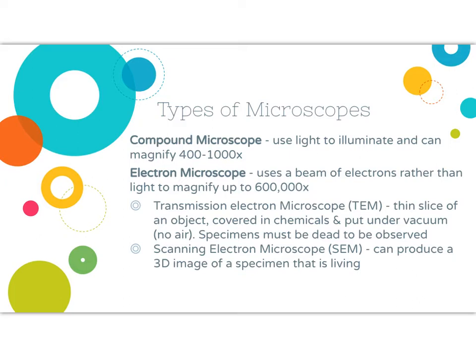Okay. So there's two types of electron microscopes. There's the transmission electron microscope, the TEM. What we can look at is a very thin slice of an object that's been covered and coated and treated with chemicals and then put in a vacuum condition. That means there's no air particles around it because air particles are bigger than electrons. So we have to get rid of the air around it.